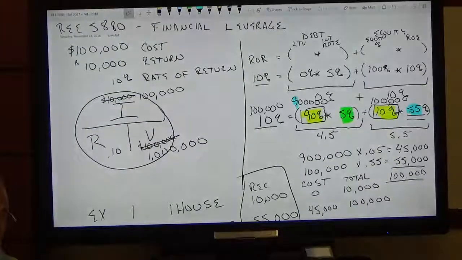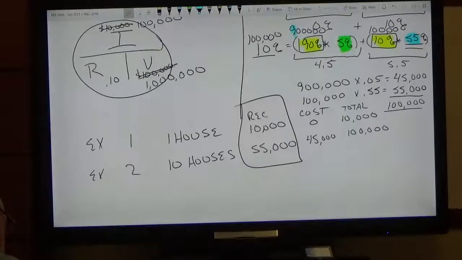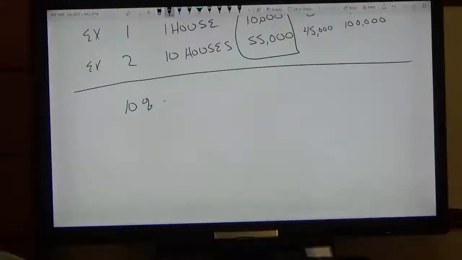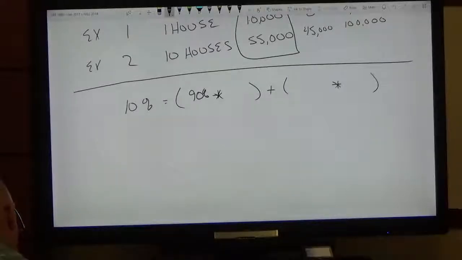Hold on. I want to just show what I'm talking about, not lying to you. So we had it set up at 90% loan to value, 5% cost of debt, and a 10% project return, and that gave us, when we back solved, 55%. That's what we just had.